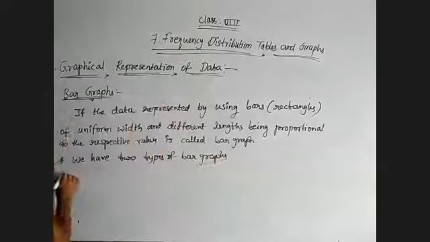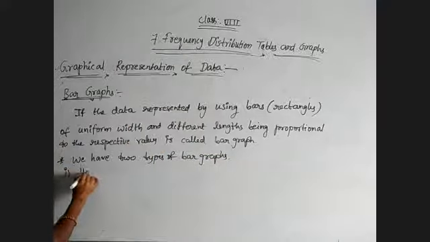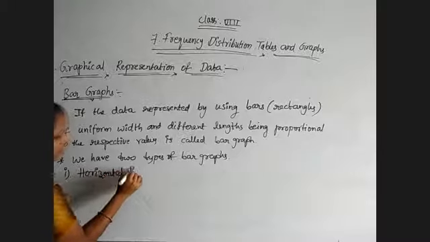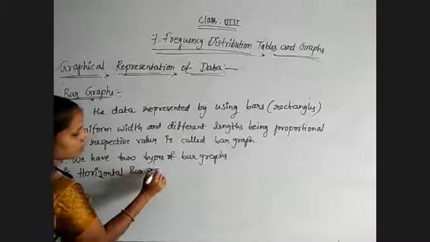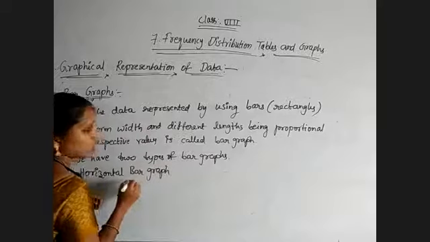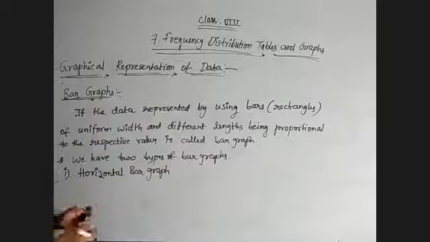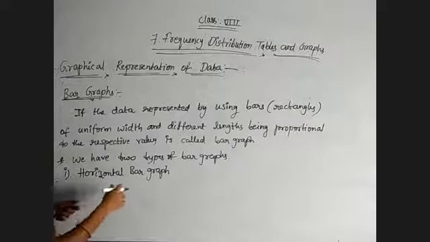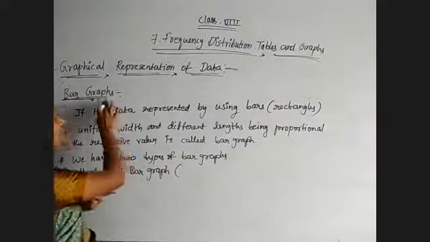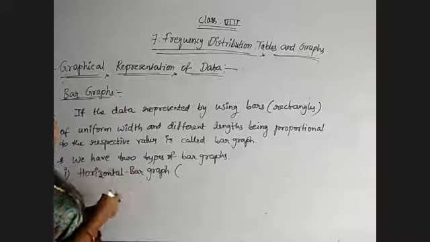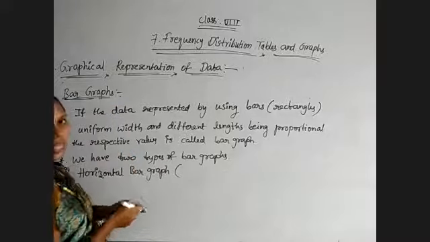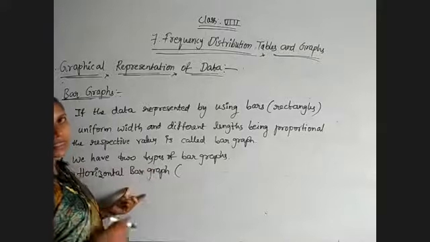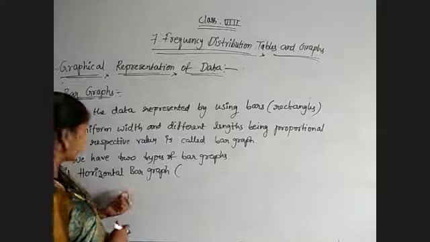First one is horizontal and vertical. Horizontal bar graph. So here I am not mentioning horizontal line, vertical line, because you know horizontal line is x-axis, vertical line is y-axis. Because you have already studied about bar graphs, that's why all that information we know already. That's why I am directly discussing bar graphs, and next we will discuss histograms.